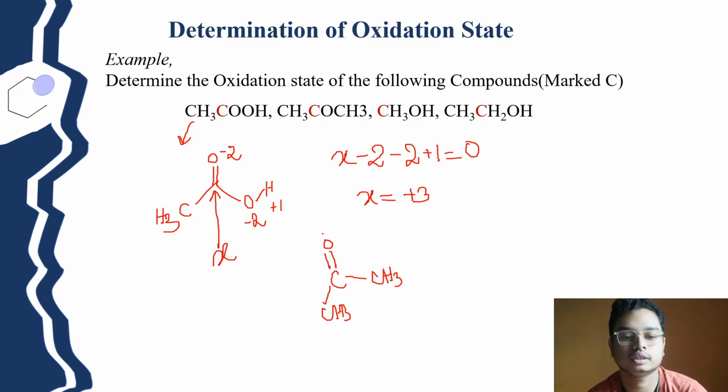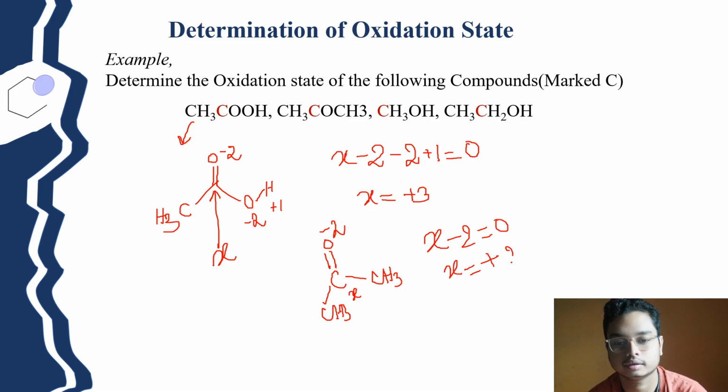So this oxygen center will contribute -2, and we assume this carbon has X. Since it is a neutral compound, the sum will be 0. So X - 2 equals 0, or X equals +2 here. So for this particular ketone, the oxidation state is +2.